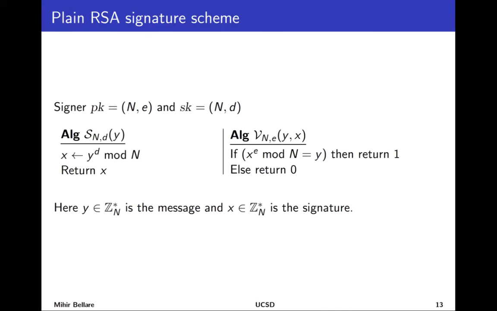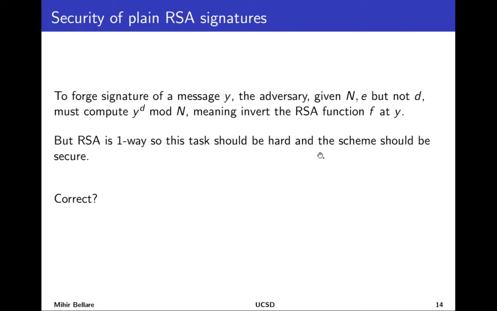And why does this work? Well, that's exactly the basic property of RSA. RSA says that if you raise something to the E and then to the D, you get back what you started with. So if X is Y to the D, it must be that X to the E is Y. So correctness follows directly from the RSA property. This is indeed what RSA had suggested as how signatures should be done.